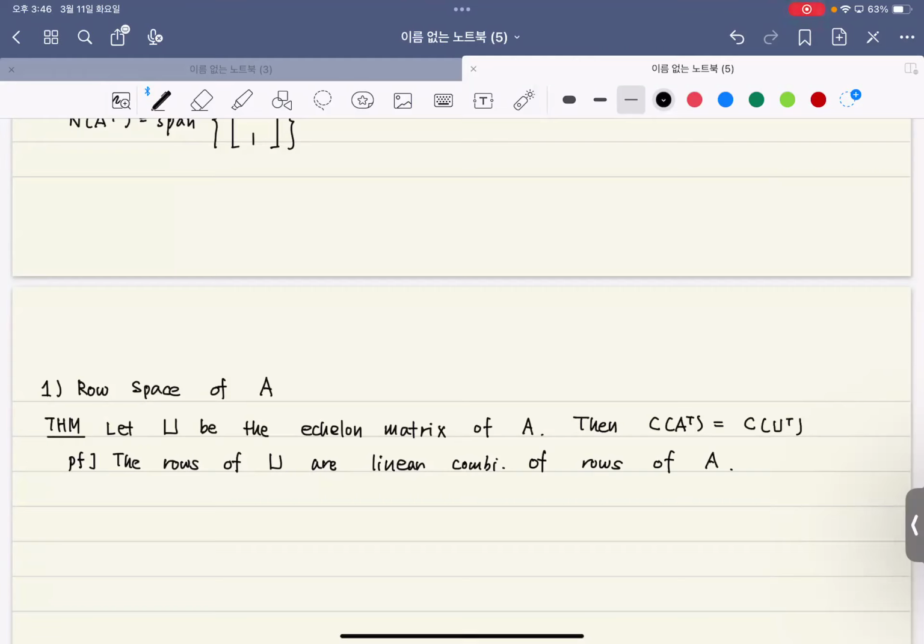Aha, this is easy. U is obtained by applying the elementary row operations to the rows of the original matrix A. In order to obtain any row of the echelon matrix U, you will need to multiply by some scalars and add to some other rows. By doing so, U is actually a linear combination of the rows of A.